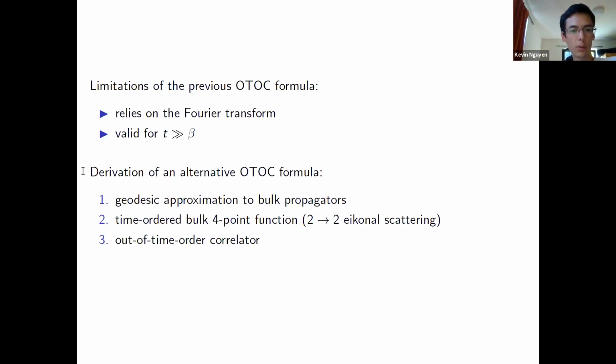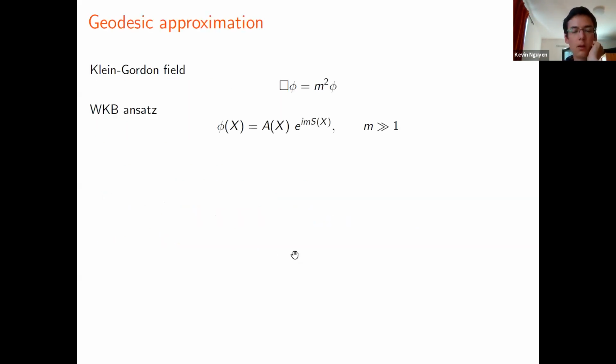So I will proceed in 3 steps. The first step is to describe the geodesic approximation to bulk propagators. The second is to, using this geodesic approximation, compute time-ordered bulk 4-point functions. So this is the 2-to-2 scattering part of the computation. And then construct from that the out-of-time order correlator.